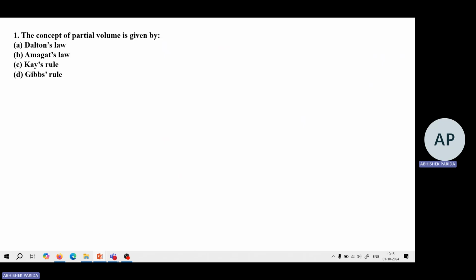The first question is: the concept of partial volume is given by. Very simple question, we just now discussed. Please tell me the answer. Okay, I'm giving you 1 minute to think about it. Just recall the summary that we covered just 2 minutes back.